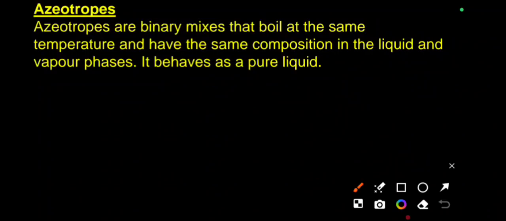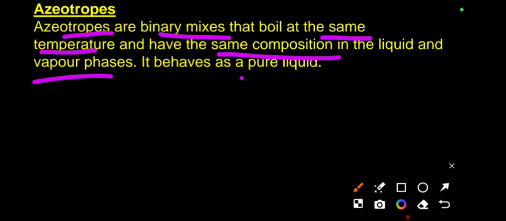Actually, it is the topic of class 12th chemistry, chapter 1, Solutions. Okay. So what is the meaning of azeotrope? It is a binary mixture that has the same temperature and the same composition in the liquid and vapor phase, and behaves as a pure liquid. So by taking an example, I will explain the complete term azeotrope.